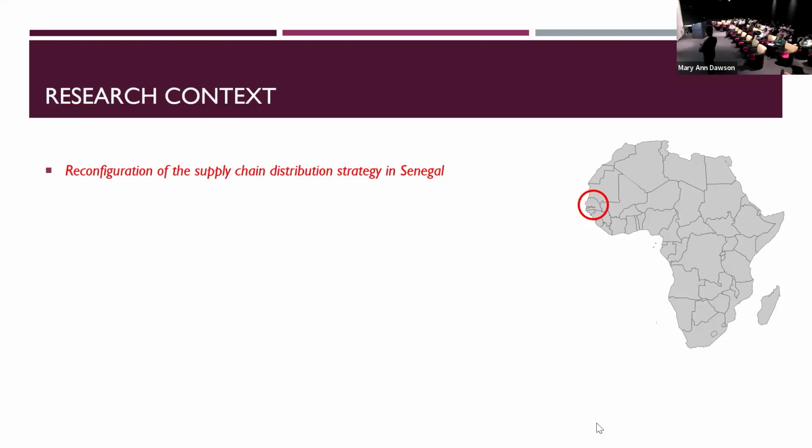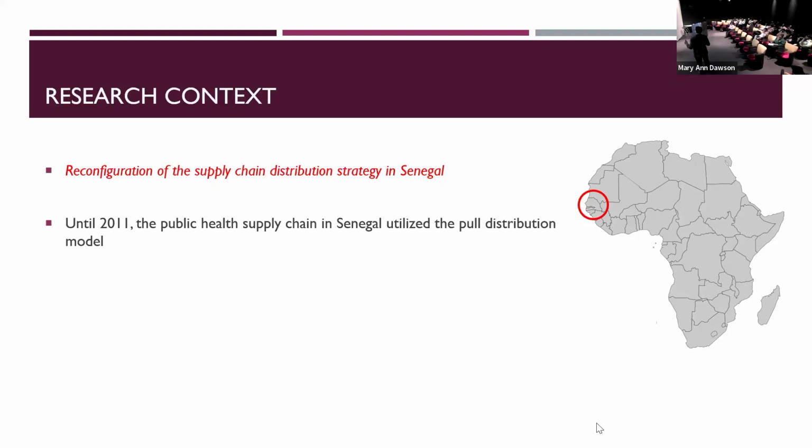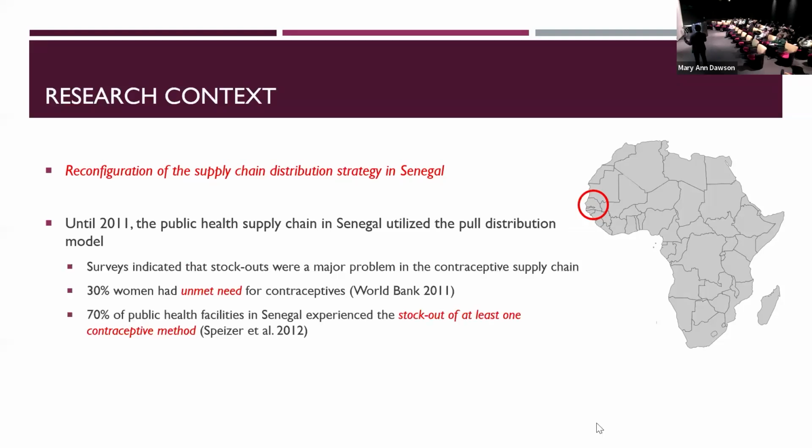Okay, so our research context is basically the reconfiguration of the supply chain distribution strategy in Senegal. Until 2011, the public health supply chain used a pull model. And the problem was that there were a lot of stockouts within the contraceptive supply chain. For example, 30% of women had unmet need for contraceptives, and 70% of public health facilities had stockouts of at least one contraceptive method. So stockouts were a major problem.